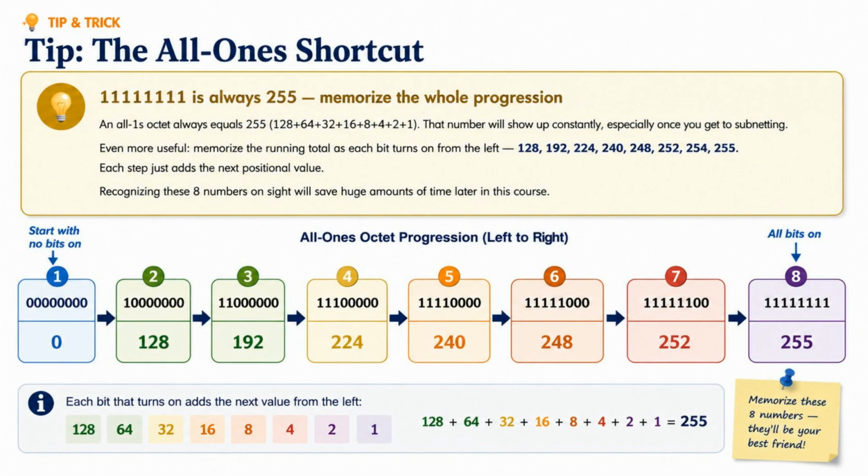Second big memorization tool. An all-ones octet is always 255. Even more useful, memorize the running total as bits turn on left to right. 128, 192, 224, 240, 248, 252, 254, 255. These 8 numbers will show up constantly once subnetting starts. Recognizing them on sight saves major time later.